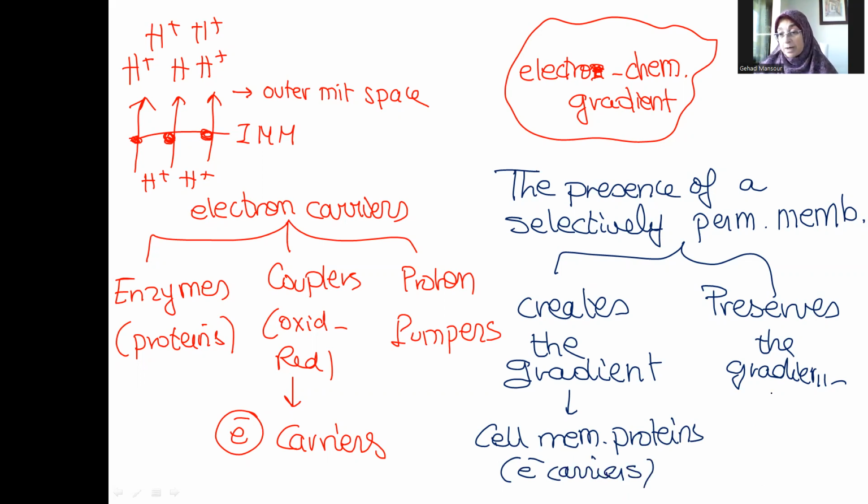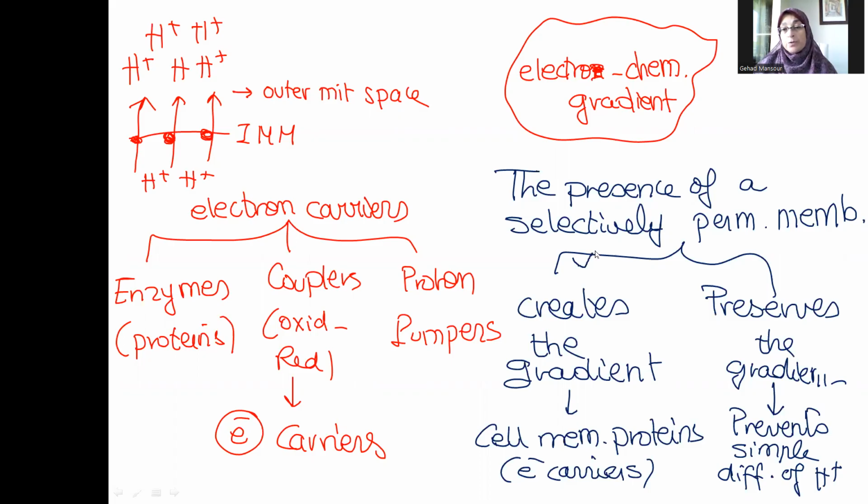And meanwhile, it preserves the gradient. It preserves the gradient because it prevents simple diffusion of hydrogen ions. And it says to the hydrogen ions, if you want to go back into the matrix to release your stored energy and help the mitochondrion to form ATP, then just pass through the ATP synthase, okay? This is an important thing to know.